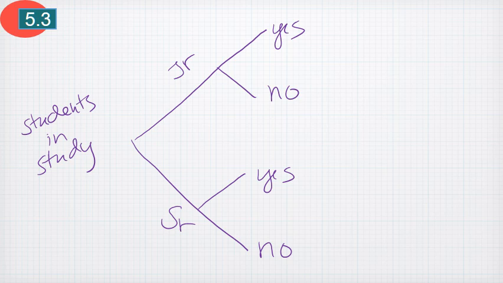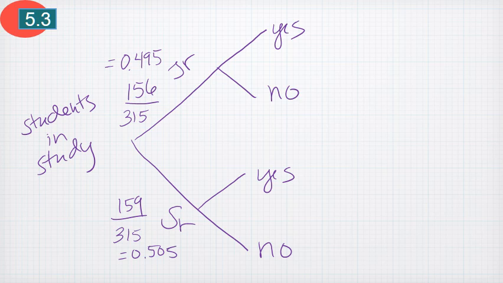Okay, so let's look at the probabilities and how we would lay them out on our branches. This branch right here is going to be all of our juniors. Of our juniors, if we look back at our chart, there's 156 juniors out of 315 students total. If I do the math, that probability is 0.495. Then going to my seniors down here, there are 159 seniors out of 315 students, so that probability is 0.505 that a student is either a junior or a senior.